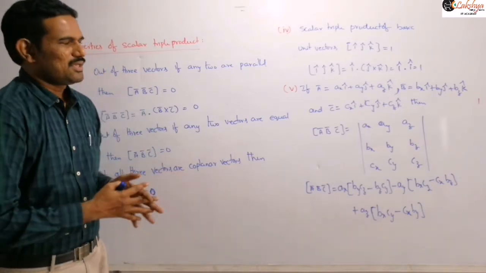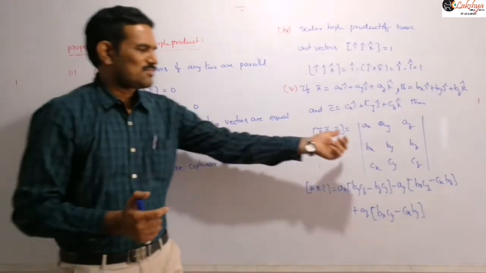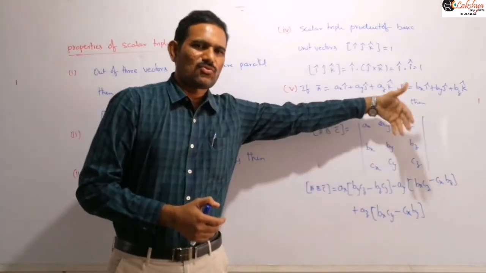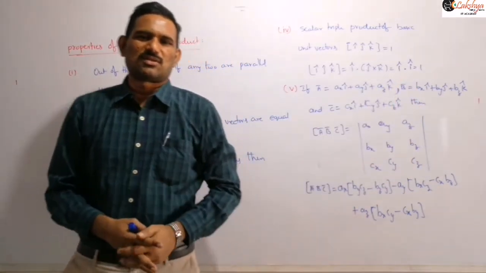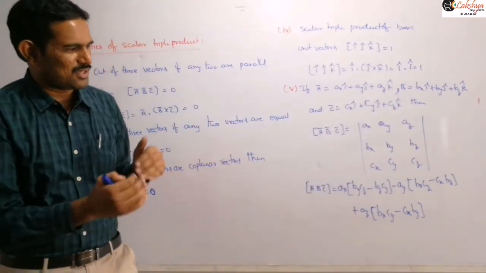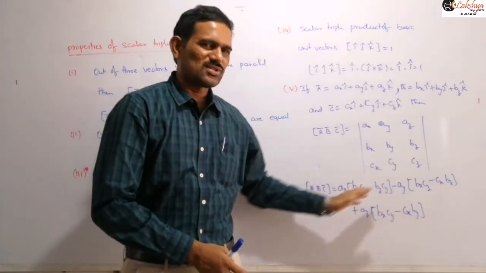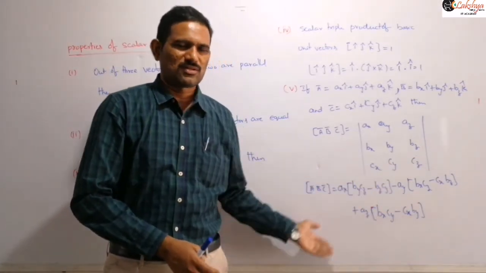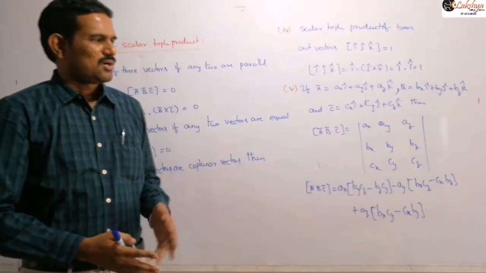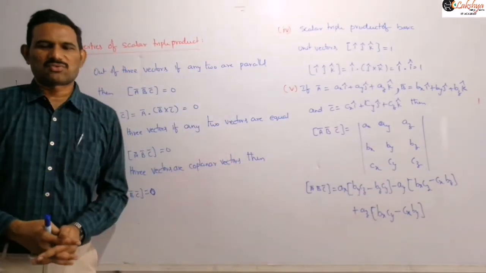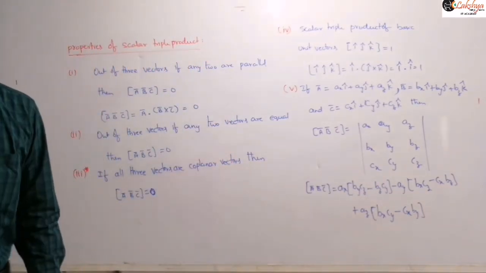So simply, instead of taking i cap, j cap and k cap, we take the coefficients of the first vector, that's it. Instead of i cap, j cap, k cap you get some other constants, and you need to simplify this. If you simplify this, you will get a numerical value. That is, the scalar triple product of three vectors gives a scalar quantity, right?